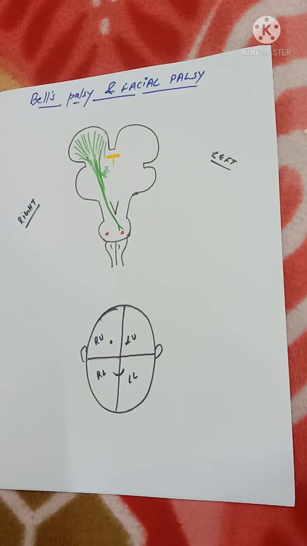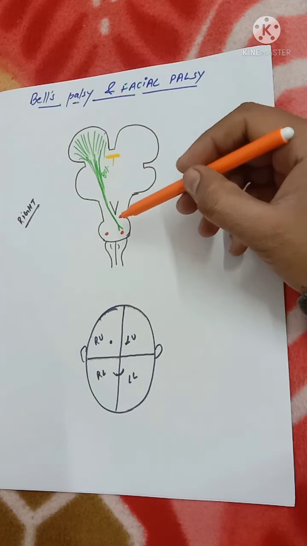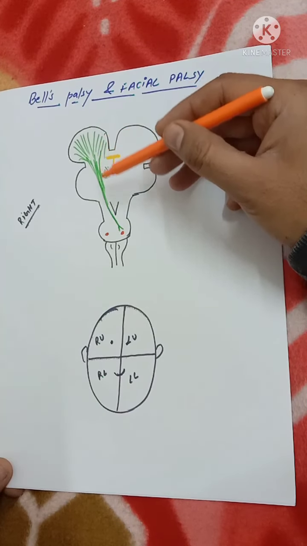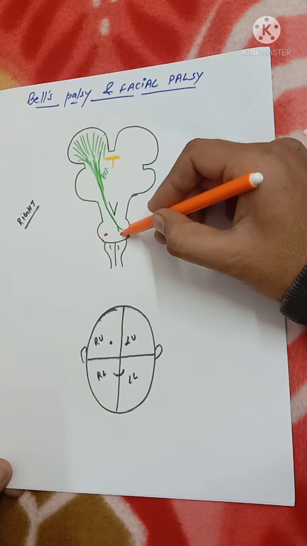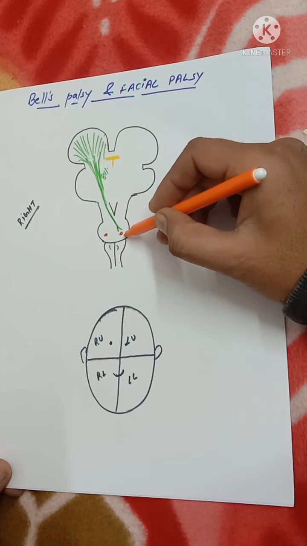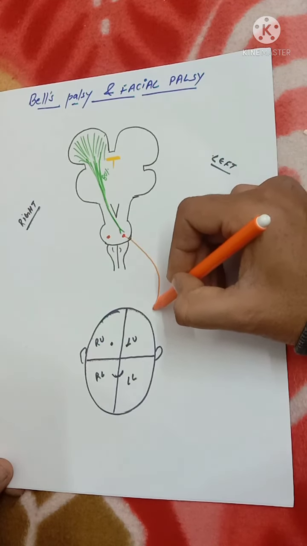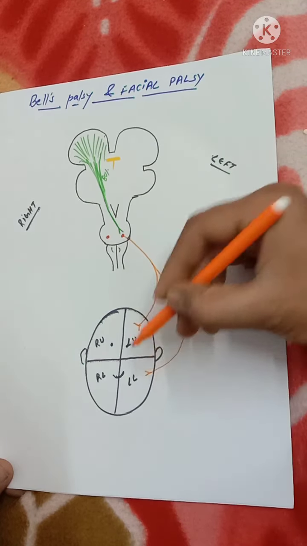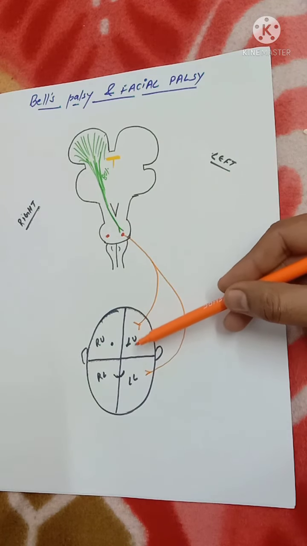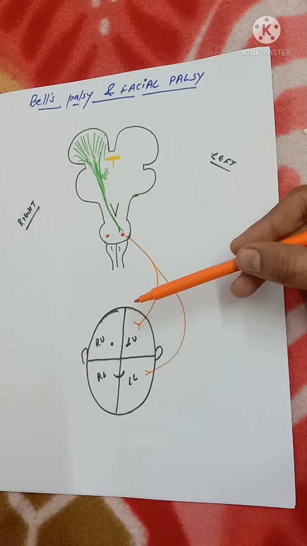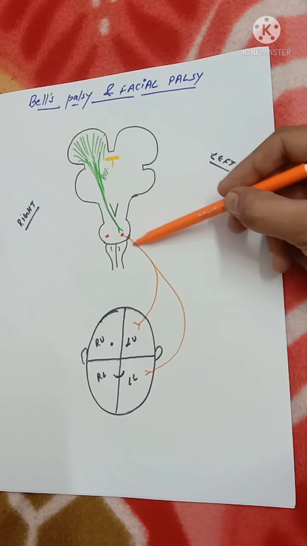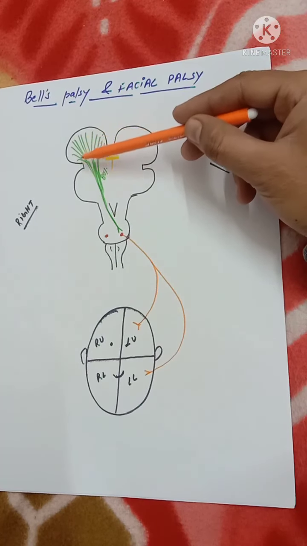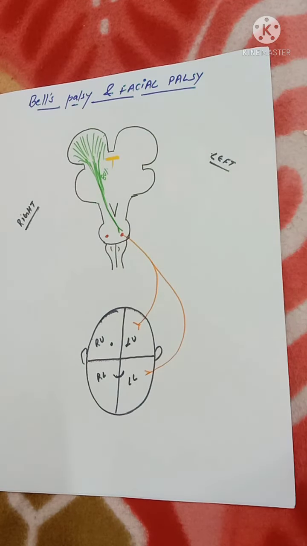Now the 80% fibers which have crossed and relayed in the facial nerve nucleus, these are upper motor neuron fibers. And now the fibers which are originating from the facial nerve nucleus will go and supply the upper quadrant and the lower quadrant. Both the left upper and left lower quadrants receive the nerve supply via the facial nerve from the same side, which were further receiving the upper motor neuron fibers from the opposite cerebral hemispheres.